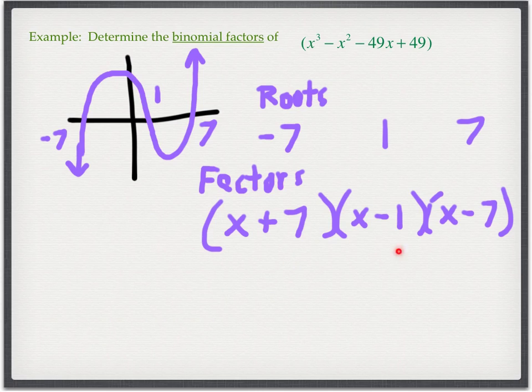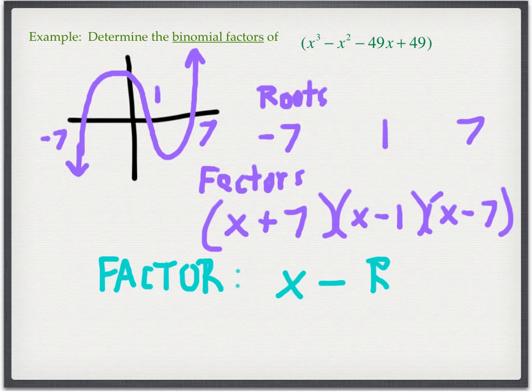And if I multiplied all those together, I won't do that right now, but sure enough I would get back to this original polynomial. So the idea is factors are fairly easy to generate once you find the roots. I'm going to write this down since it's so important: a factor you can always find by taking x minus a root.